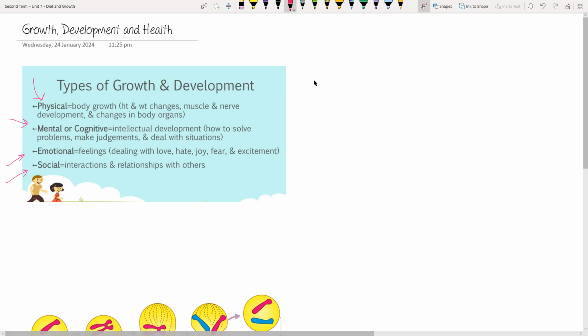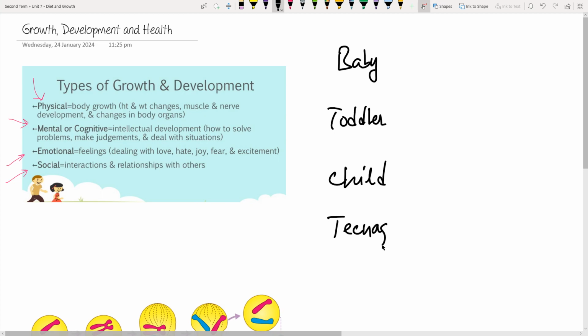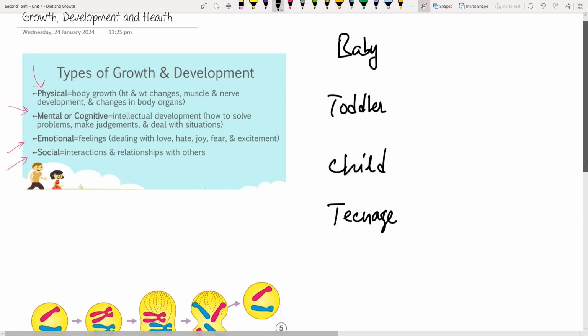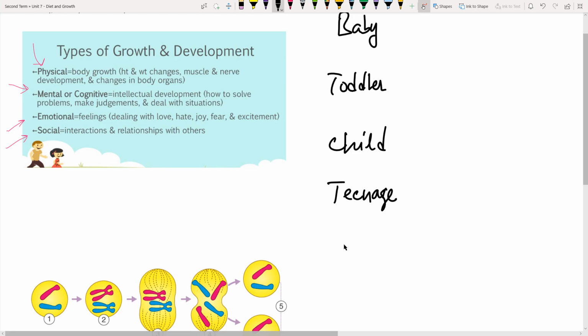If I want to chart, then I can say that from a baby to a toddler, right? Then we can say a child, right? Then we have teenager, teenage, right? And after teenage, we have adults, right?